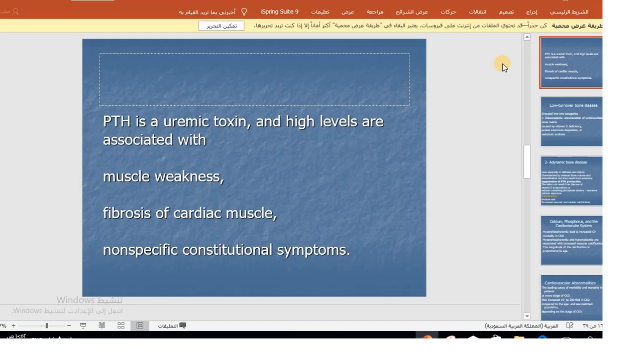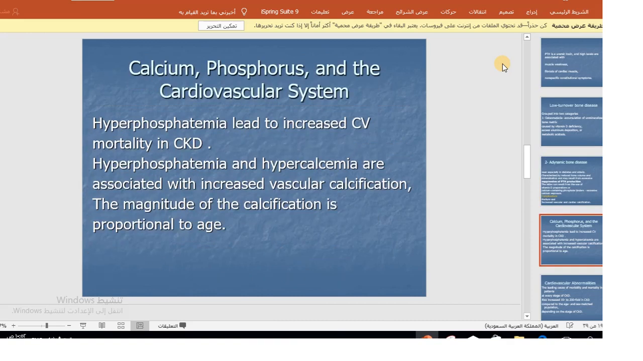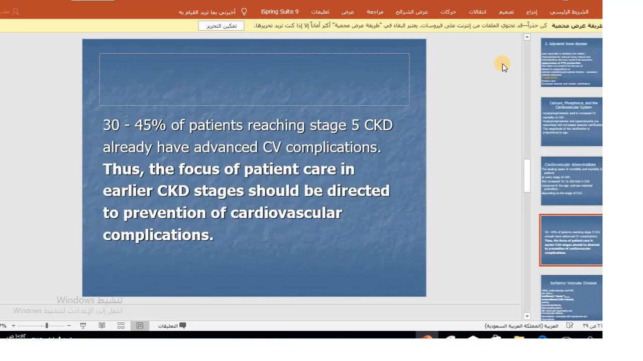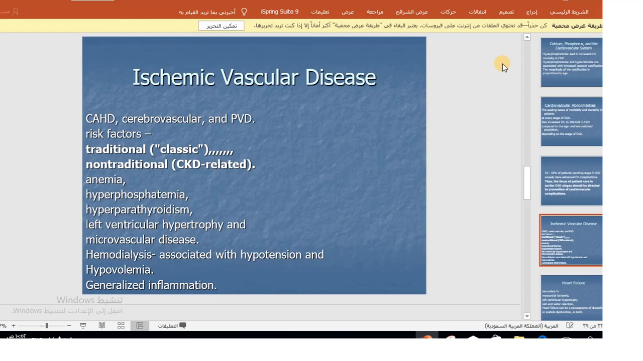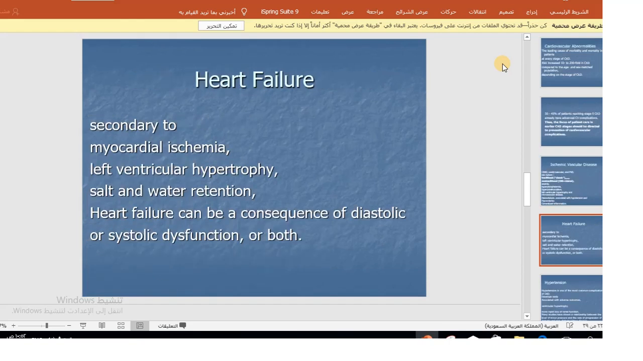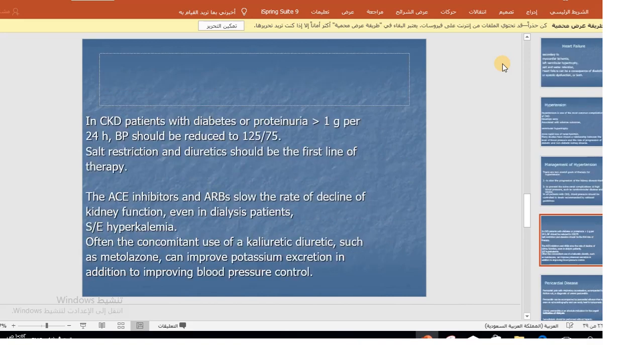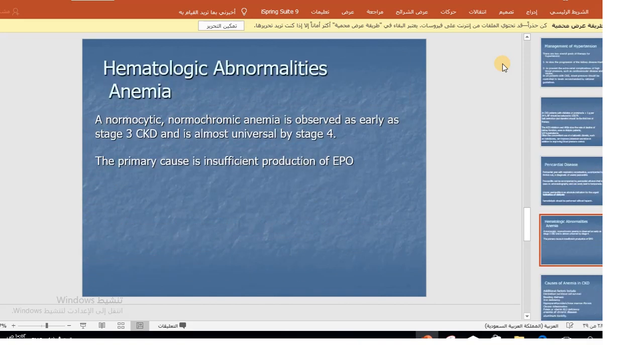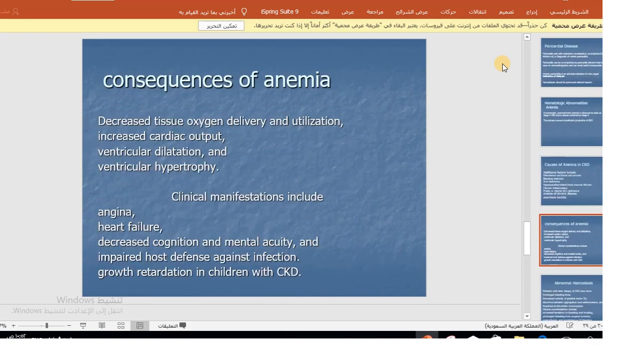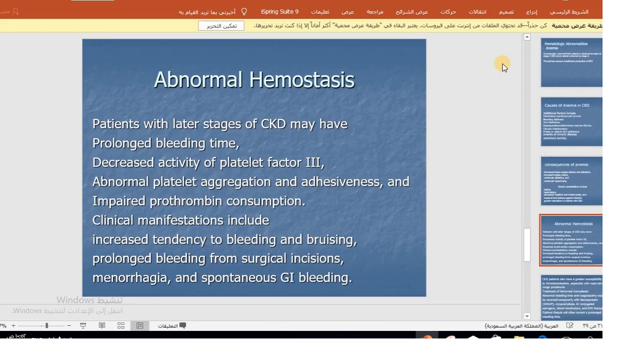GIT bleeding and pruritus are also indications for dialysis. So in these conditions we go for dialysis urgently. But when we send a patient for routine dialysis, we start dialysis preparation from stage 4, and this needs complete psychological and physical preparation for the patient to accept dialysis.